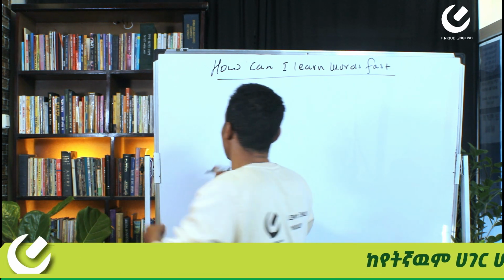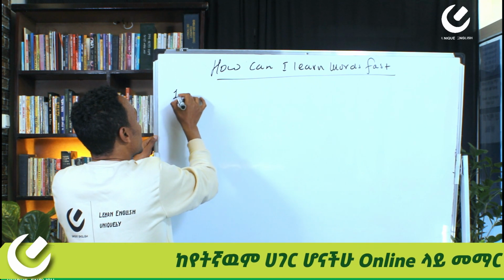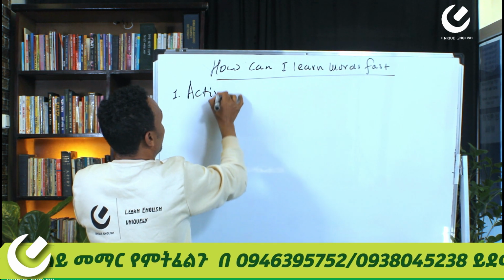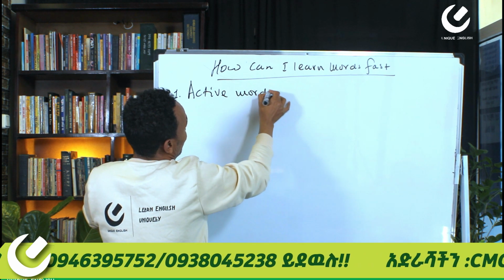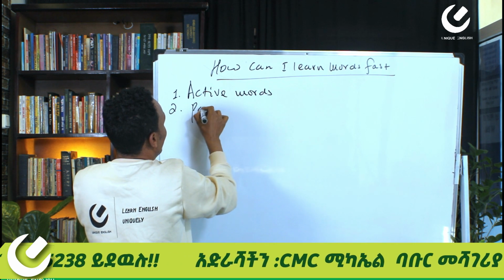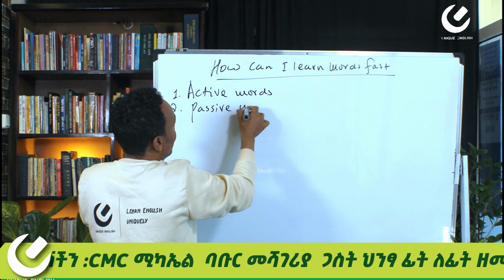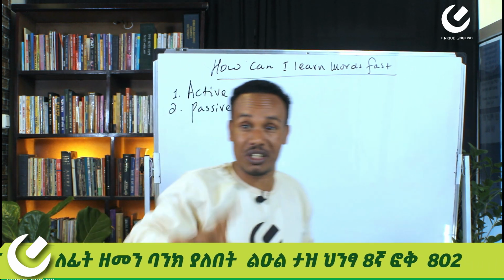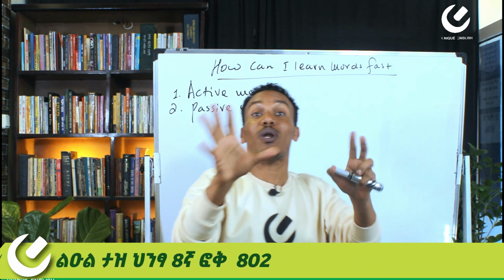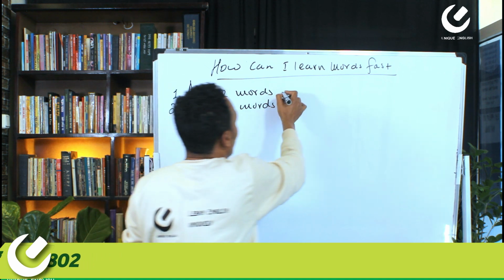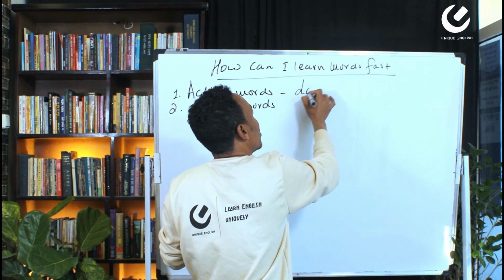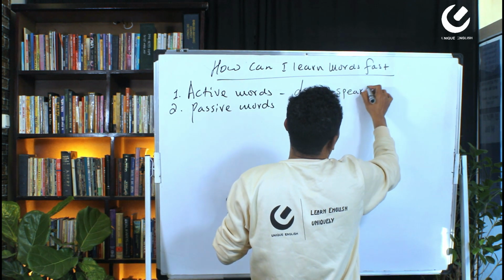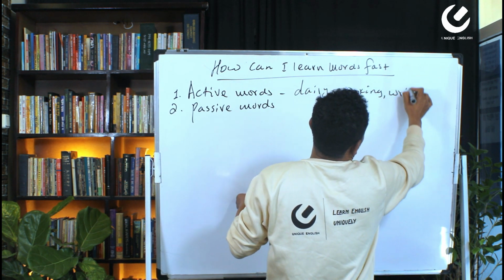Look, the first thing is that vocabulary can be divided into active words and passive words. Words can be divided into how many groups? Active words and passive words. Active words are those words that you use in your daily conversation, daily speaking and writing.